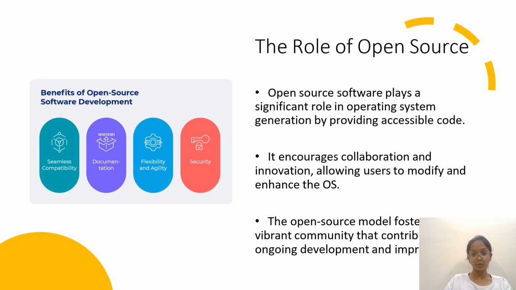The role of open source in operating systems. The benefits of open source software development in the OS. Open source software plays a significant role in operating system generation by providing accessible code. It encourages collaboration and innovation, allowing users to modify and enhance the OS. The open source model fosters a vibrant community that contributes to the ongoing development and improvement of the OS.